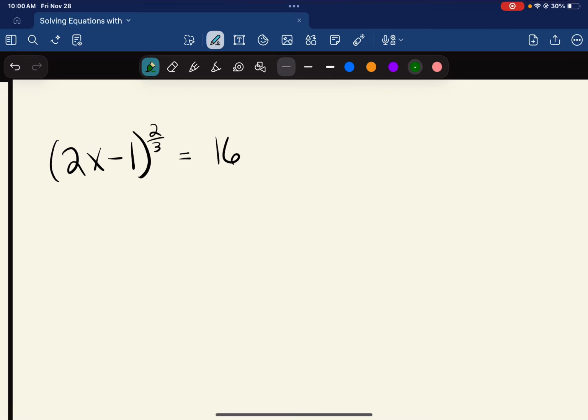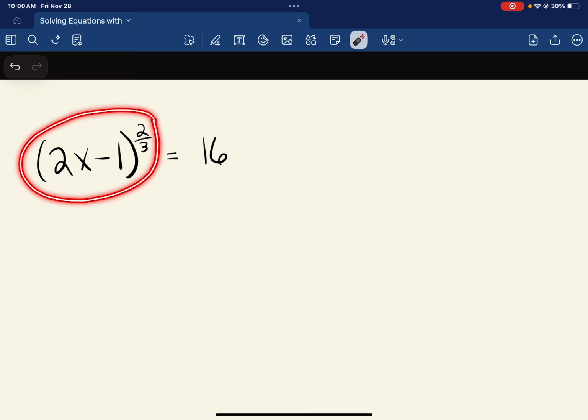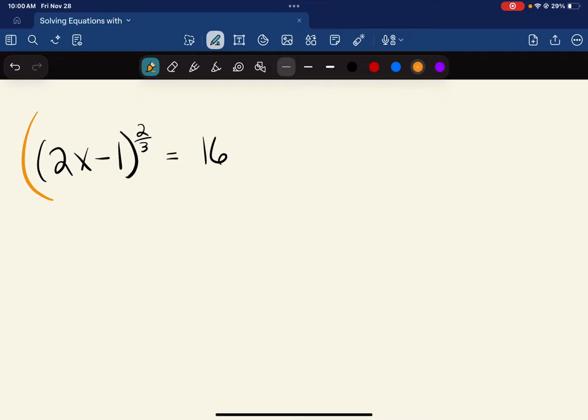Let's try 2x minus 1 all to the 2/3 power equals 16. Okay, so I already have this expression right here isolated, okay? My rational exponent applies to everything inside the parentheses. So I don't need to isolate this expression. But let's get rid of this 2/3 power. So we're going to take everything to the 3/2 power, right? Because the reciprocal exponent is just 3/2. Which means I need to take the right side of my equation to the 3/2 power as well.